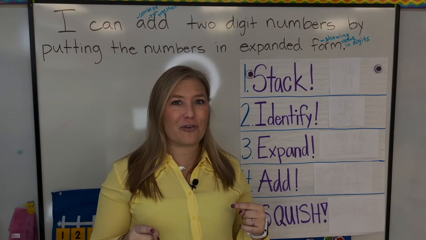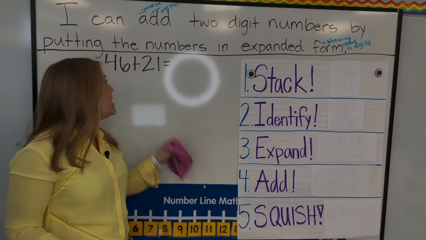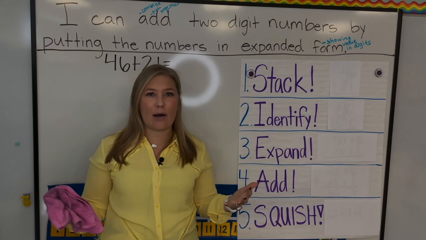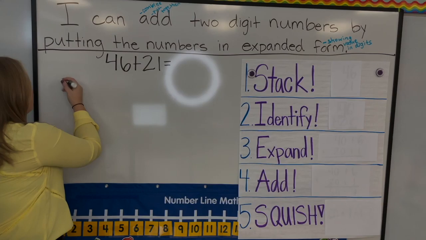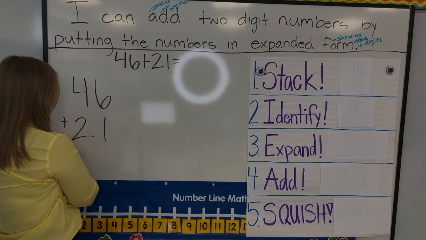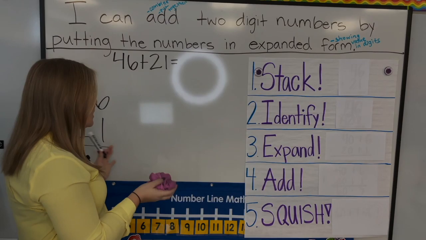Let's try one together so you can see these steps in action. The first problem we're going to try together today is 46 plus 21. Now our first step says to stack it up. This step might seem kind of silly, but really it helps keep our work really neat and nice, especially when we're first trying out adding using expanded form. So I'm going to stack up my work. When I stack it up, I'm really just making sure my tens and my ones are sitting on top of each other. Now that my work is stacked up, I know that I have completed step one.